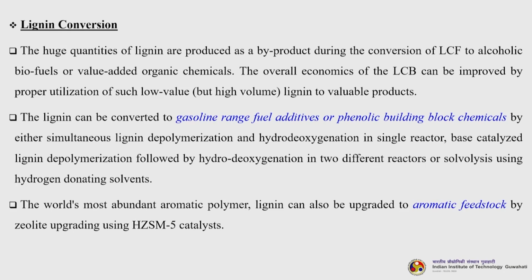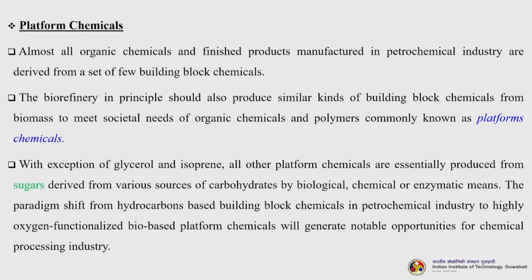The lignin can be converted to gasoline range fuel additives or phenolic building block chemicals by either simultaneous lignin depolymerization or hydrodeoxygenation in a single reactor, base catalyzed lignin depolymerization followed by hydrodeoxygenation in two different reactors, or solvolysis using hydrogen donating solvents. The world's most abundant aromatic polymer, lignin can also be upgraded to aromatic feedstock by zeolite upgrading using HZSM5 catalysts. Then is platform chemicals.